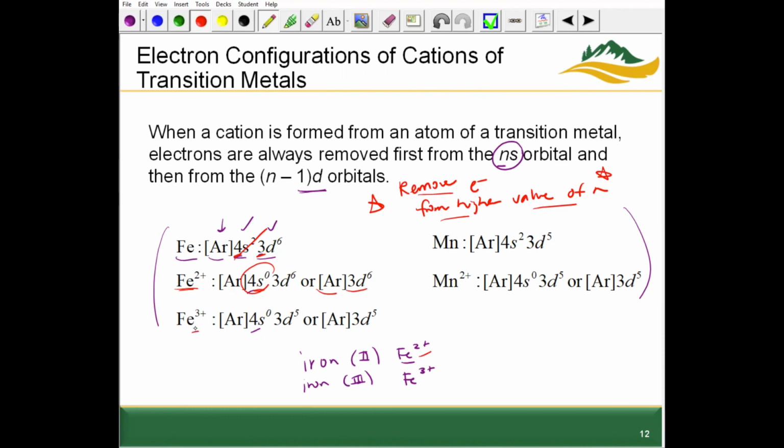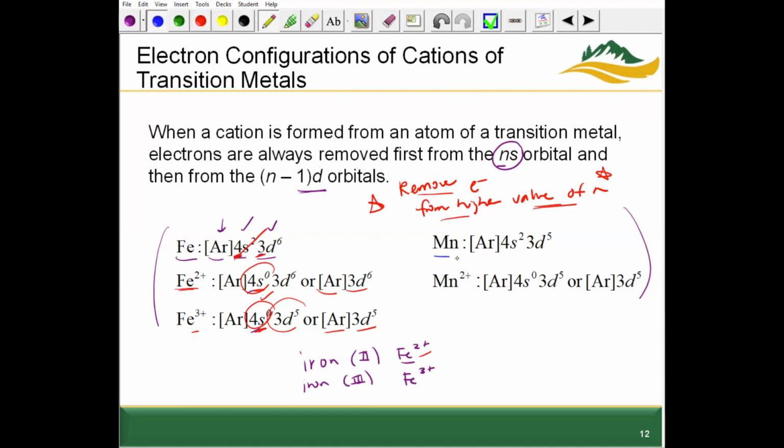Fe3+ now, we've already removed those electrons from the 4s subshell. Now we take away an electron from 3d. So this is argon 3d5. Again, no electrons remaining in the 4s subshell because we remove electrons from the subshell with a higher value for n. So n equals 4 electrons get removed first over the 3d electrons.